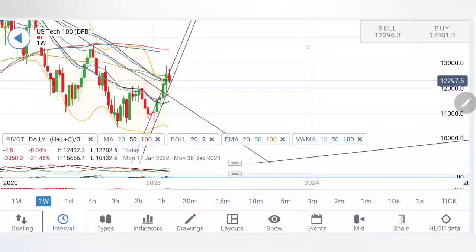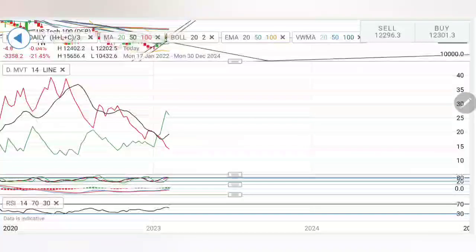Now look at the week. On the weekly charts, it is trading above the 20 and 50 period moving average. Yes, the 20 period moving average started to converge for a crossover here, but right now it is still trading with the bearishness.